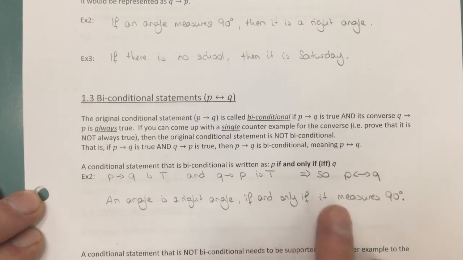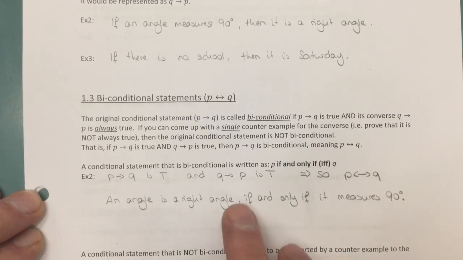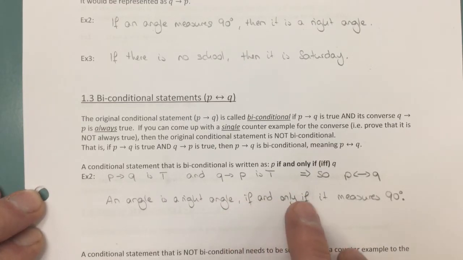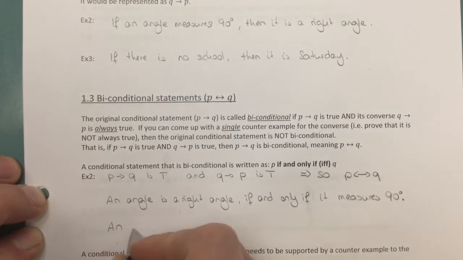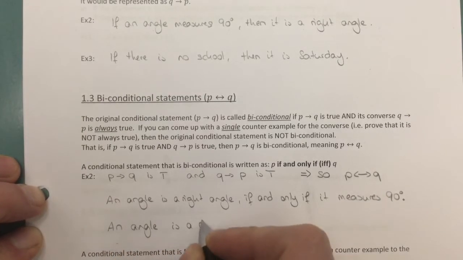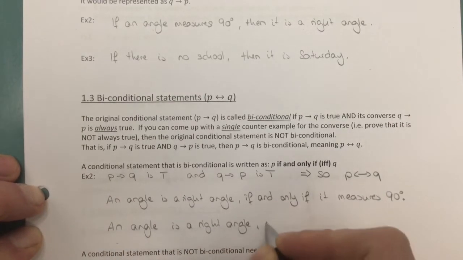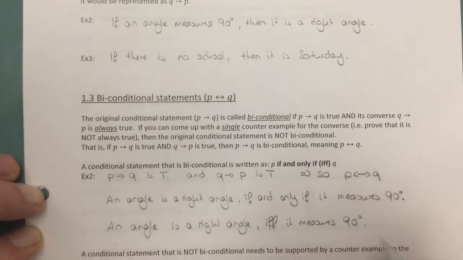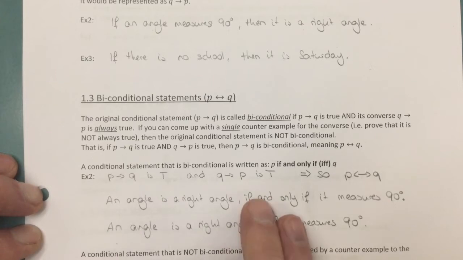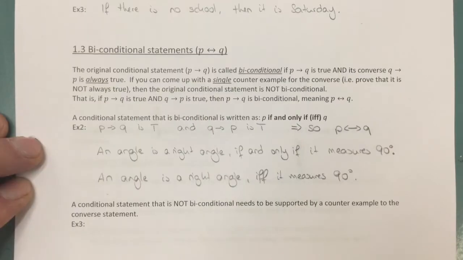In the spirit of being efficient, instead of writing if and only if, you can write IFF. And so it would look like this. Either one of those is fine. So let us go to the third example now.